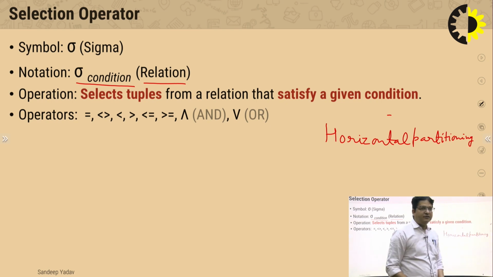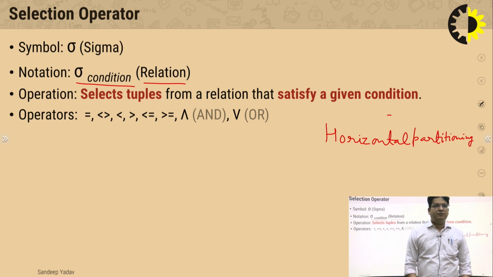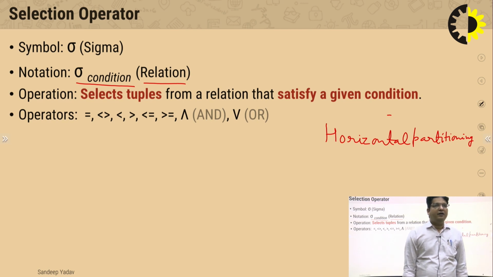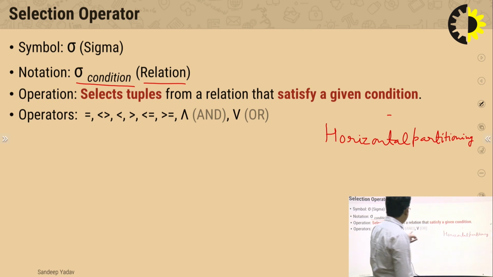Horizontal partitioning means this operation splits our relation into two parts, one which satisfies the conditions and one which does not satisfy the conditions. That is how we obtain the desired result. Various operators that are used are equal to, less than, less than or equal to, greater than, greater than or equal to, as well as the AND operation and the OR operation.